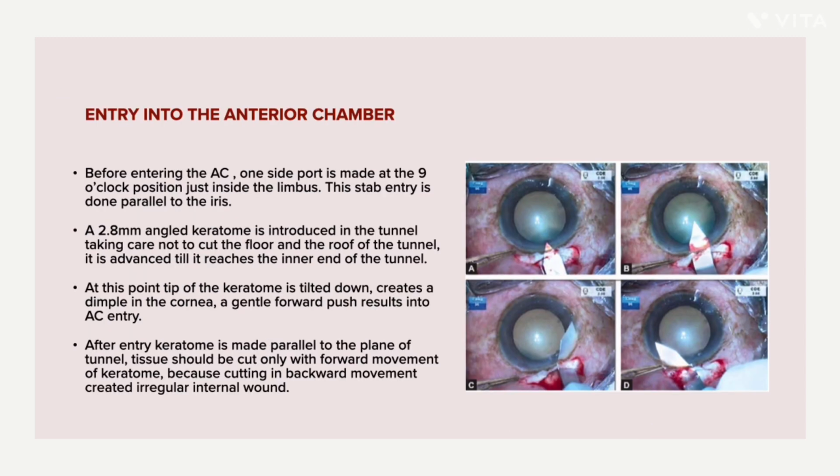Now, the side port is usually made at 9 o'clock just inside the limbus, keeping the blade parallel to the iris. For entry into the anterior chamber, a 2.8 mm angled keratome is then advanced through the tunnel carefully, avoiding damage to the roof and the floor. Once at the inner end, tilt the tip downwards to create a corneal dimple and gently enter the anterior chamber. Ensure entry is smooth and controlled to prevent complications. After entry, continue parallel to the tunnel plane and use only forward movement to avoid irregular internal wounds.